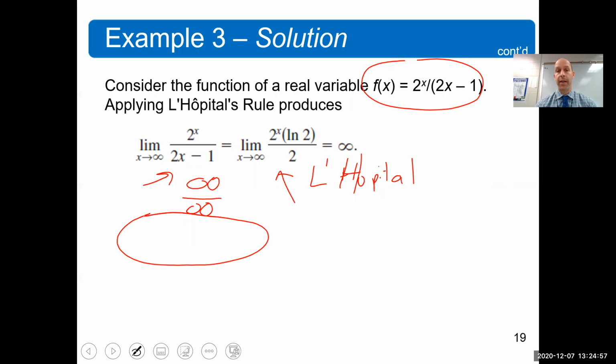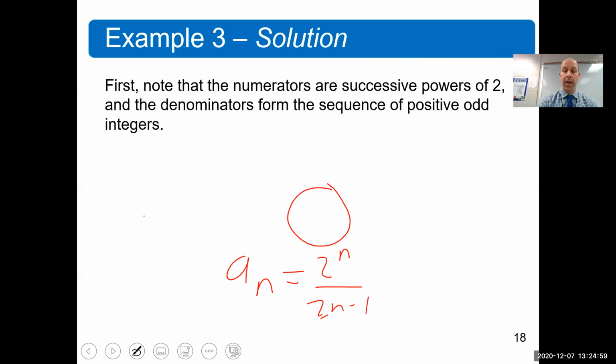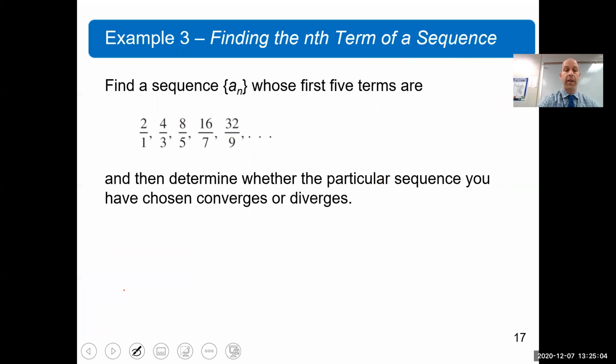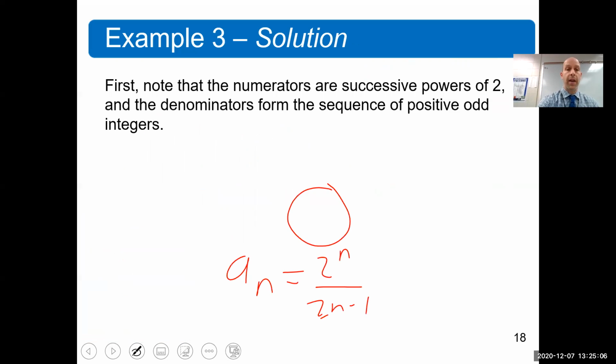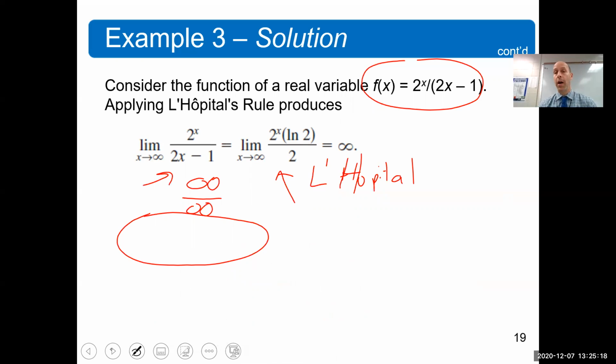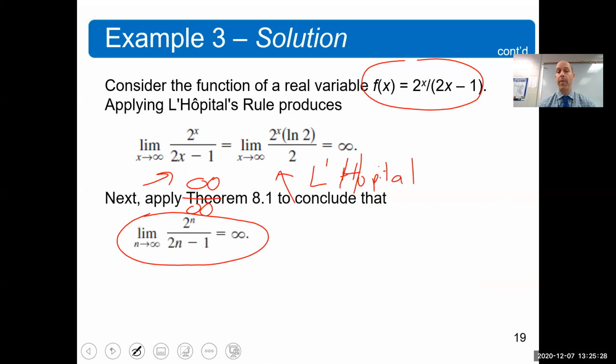So let me go through that process again. We were given a sequence, and then we found the nth term of that sequence. This one worked out pretty nicely because we have powers of 2 on the top and just odd integers on the denominator. We created a function that's equivalent to the nth term of that sequence and took x to infinity. We saw that was infinity. Then we utilized theorem 8.1 to show that this has to diverge.